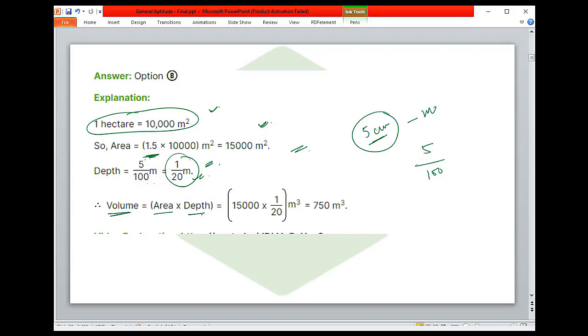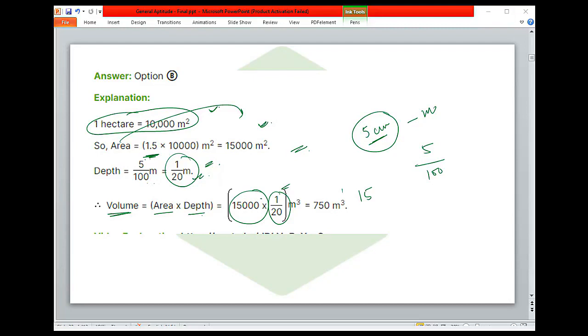Volume is equal to area into depth. Area is equal to 15,000 meters square. Depth is 1 upon 20. Simple. Just solve this and you'll get the answer. All these area volume concept questions are easy. Okay, all you have to do is have a very logical approach to these questions first, and you should have a good imaginary scenario of what is actually happening in the entire case that is given to you. Okay, so this is the answer for this.